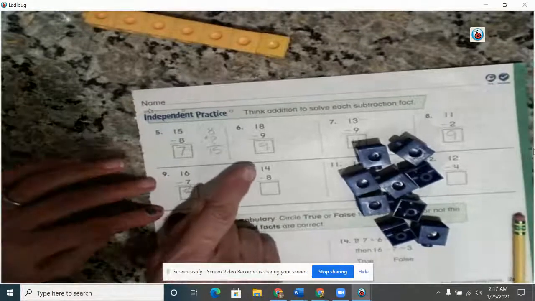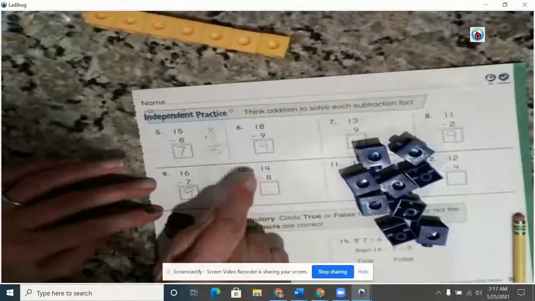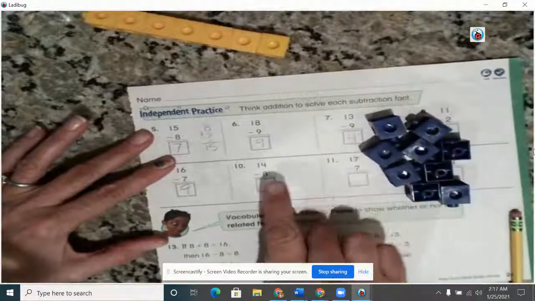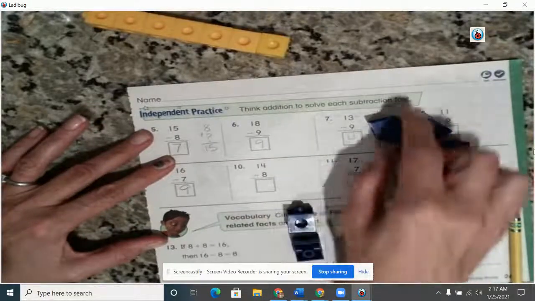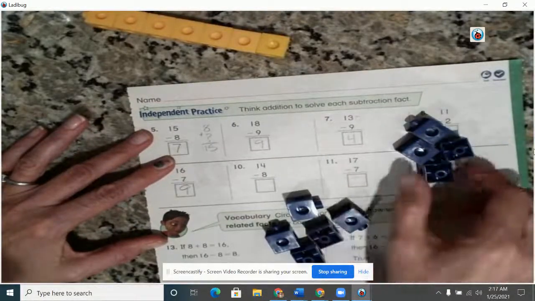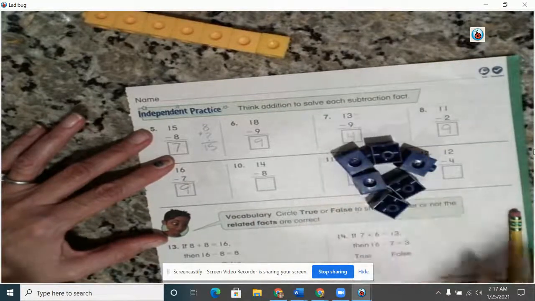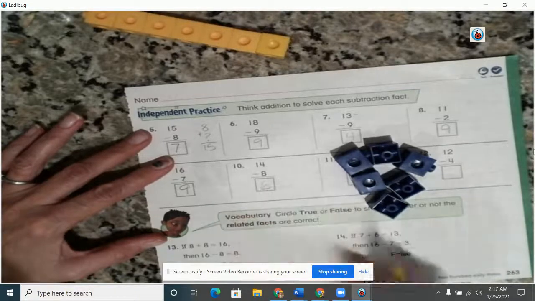Let's try this one. 14 minus 8. So I'm going to take that 8 and count on until I get to 14. So 8, 9, 10, 11, 12, 13, 14. 1, 2, 3, 4, 5, 6. So I'm just counting on.